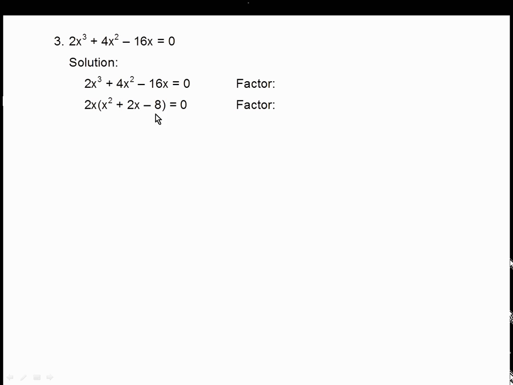Okay, now I want to factor some more. Multiply to be negative 8. Add up to be 2. Looks like 4 and negative 2. So 2x times x plus 4 times x minus 2 equals 0. I have it factored completely.